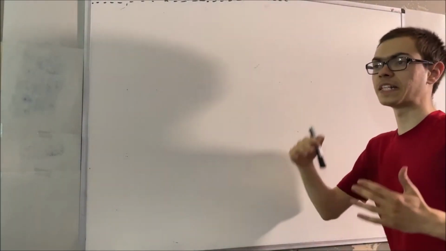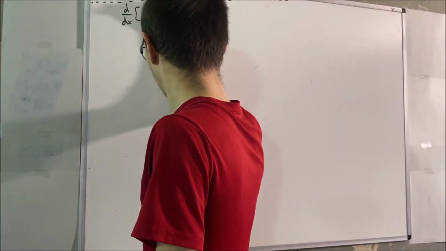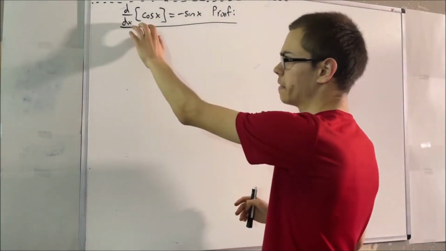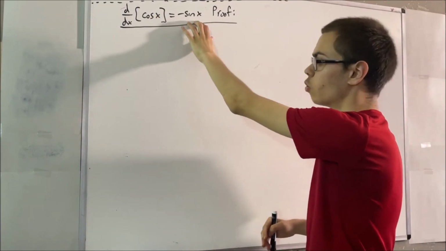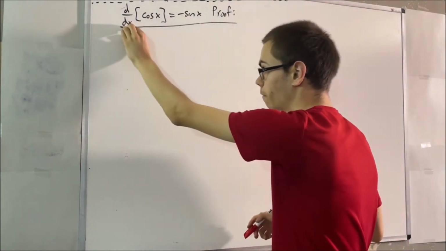All right, so in this video, we are going to prove that the derivative of cosine x is equal to negative sine x. But how do we prove that this is true? Well, we can start out by using the definition of a derivative.